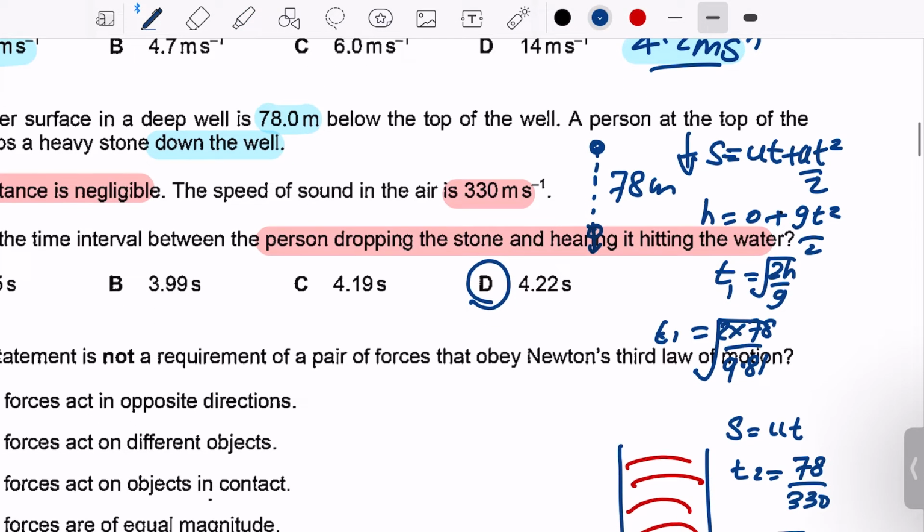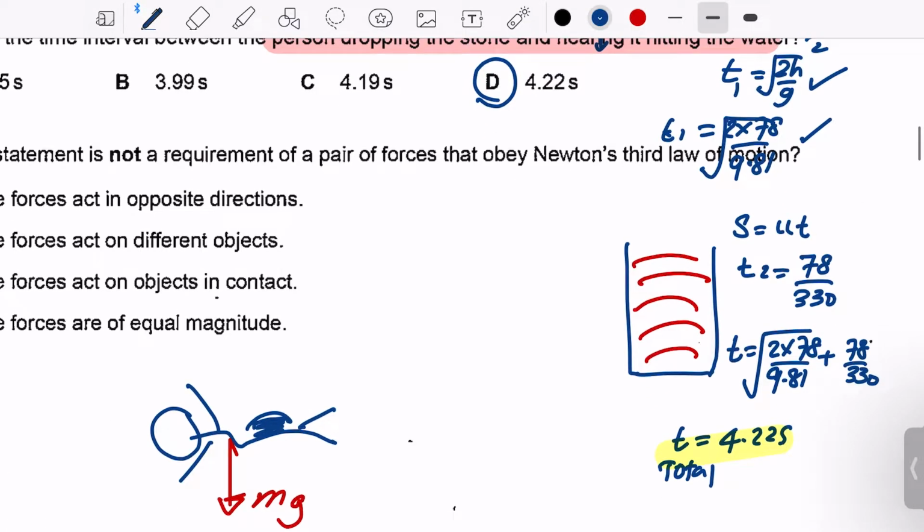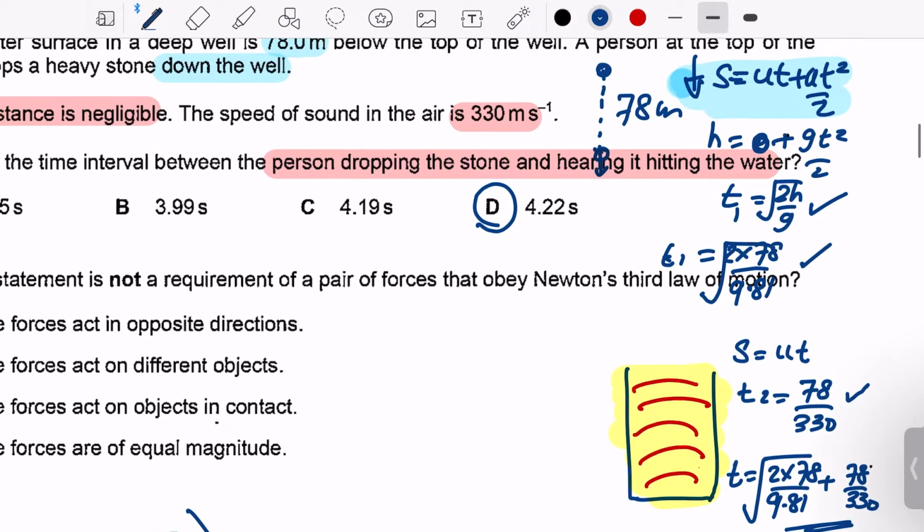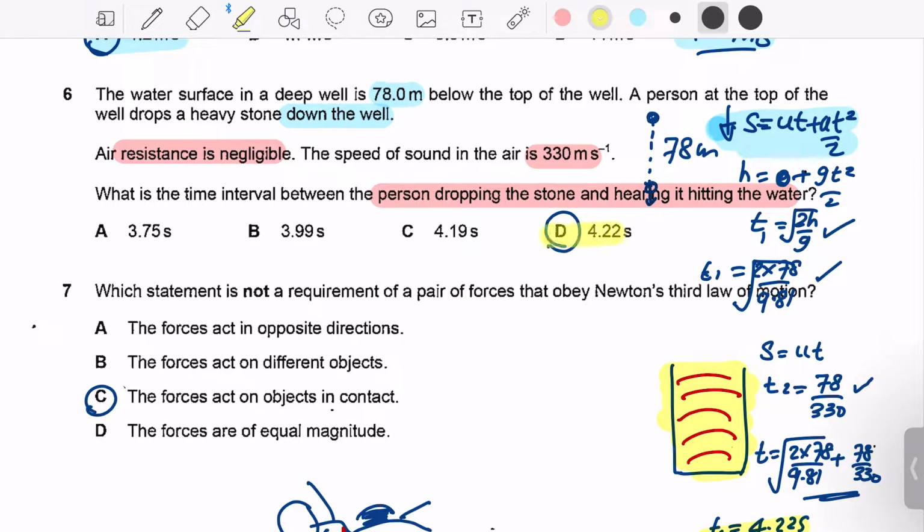Okay, let's go. Let's find the first. Using this equation, we can find the time for the stone to fall 78 meters. S equals ut plus half a t squared. Starting speed is 0 because he drops it. So time is square root of 2h over g. You can find this number. And then sound has to come to the person from the bottom of the well to the top of the well. So distance divided by speed is time. You find that time. Now the total time is the addition of these two. Use your calculator. You will get 4.22. So the answer for question number 6 is D.